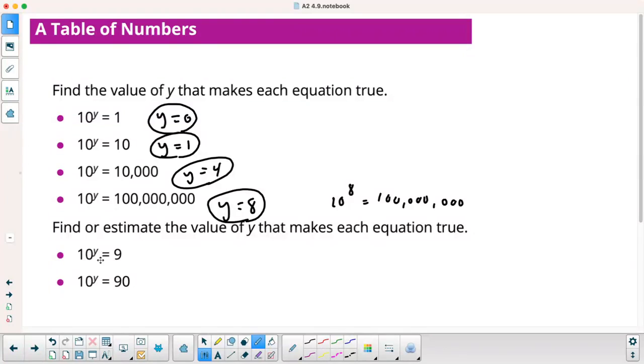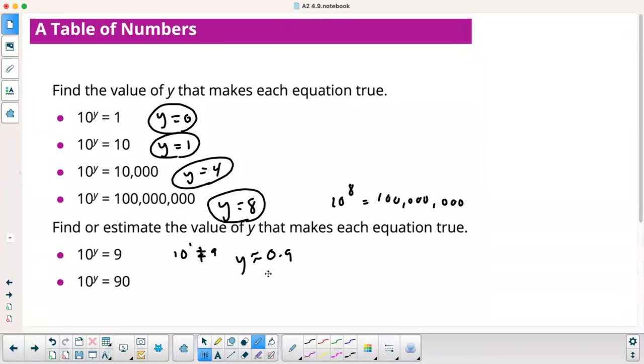But now here it gets a little bit harder. It's not 1, because if I plugged in 1, 10 is not equal to 9. So it's got to be a little bit less than 1. Here's where I'm going to kind of estimate.